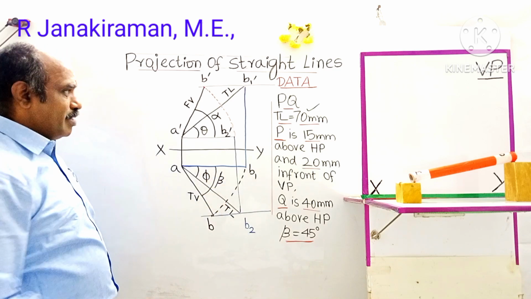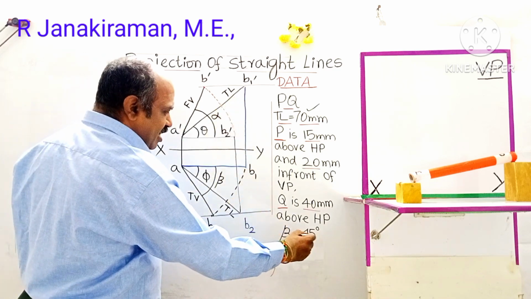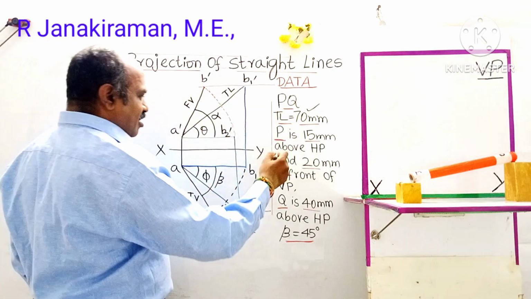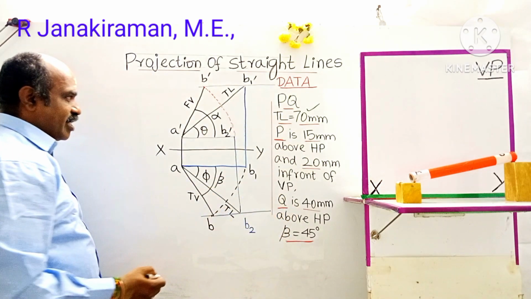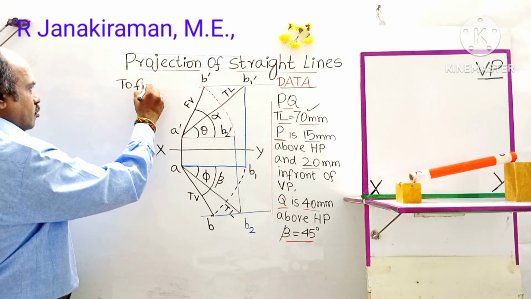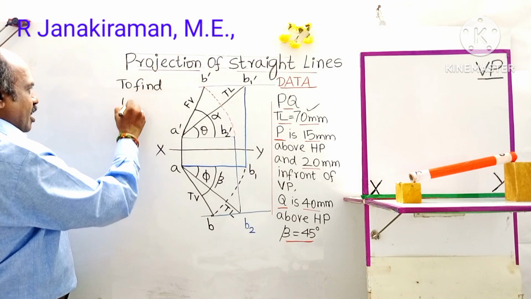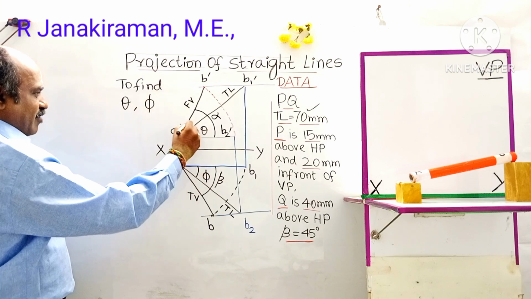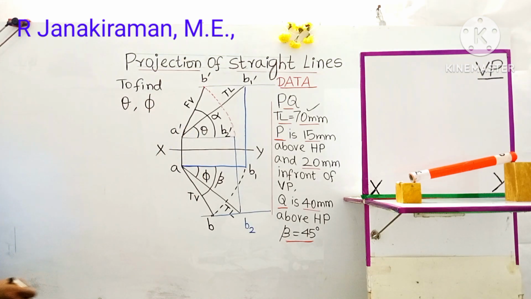In our question PQ, beta angle is given, that is, top view inclination is given. And theta and phi are not given; we have to find them out. So to find, theta is true inclination with HP, phi is true inclination with VP. This angle we have to find from the diagram. We have to measure using a protractor from the far diagram.